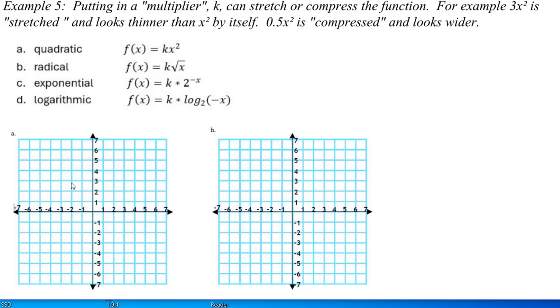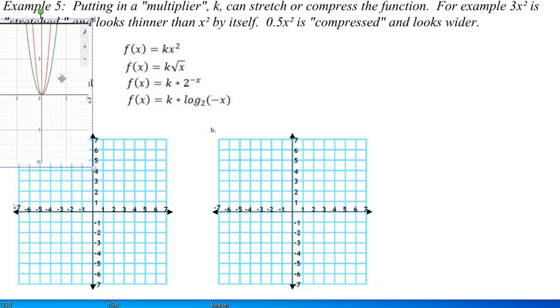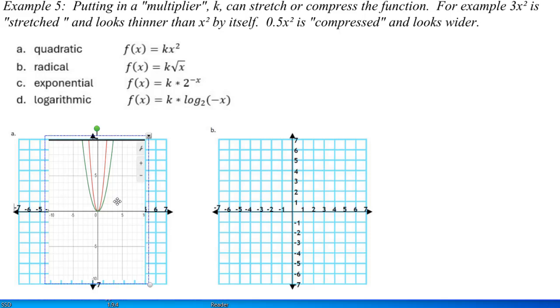And I'll paste that in here. Okay, and I left k on, I think I left k on 3. So the red is the thinner k equals 3, so it's 3x squared versus x squared. Okay, let's go to the next one, the radical equation.